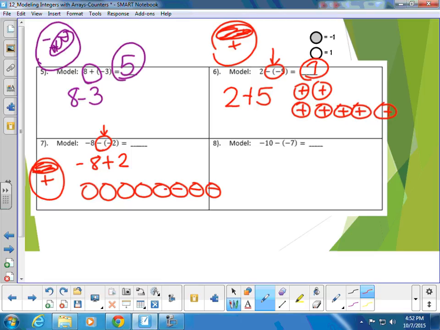Draw your negative 8 counters. Draw your 2 positive counters. Identify your zero pairs. And I'm left with 1, 2, 3, 4, 5, 6 negatives. Make sure you notice those are negatives, not positives.